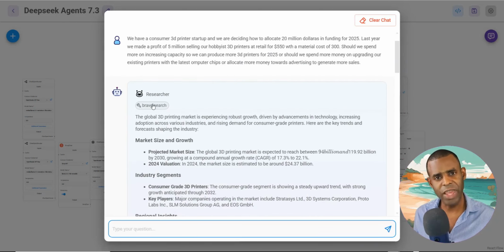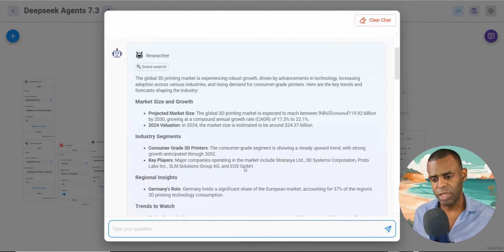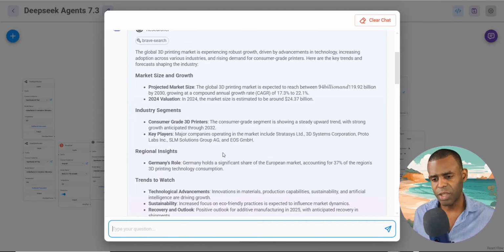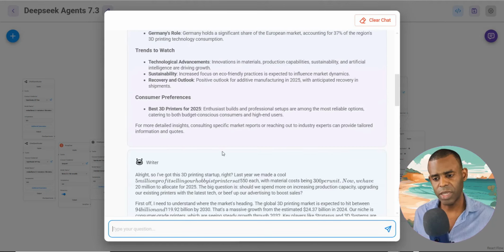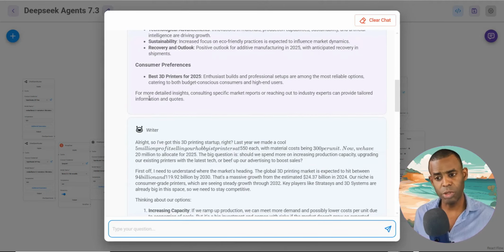And it says the global 3D printing market is expected to reach between 94 billion and 119 billion by 2030. All right. And then the 2024 valuation. So it gives us some market research. Okay. And then it gives us some consumer preferences, which is pretty interesting. So for 2025, enthusiast builds and professional setups are the most reliable options, catering both to budget-conscious consumers and high-end users. And so it kind of sounds like 3D printers are becoming much more powerful, much more capable, and those are what customers are actually preferring these days.